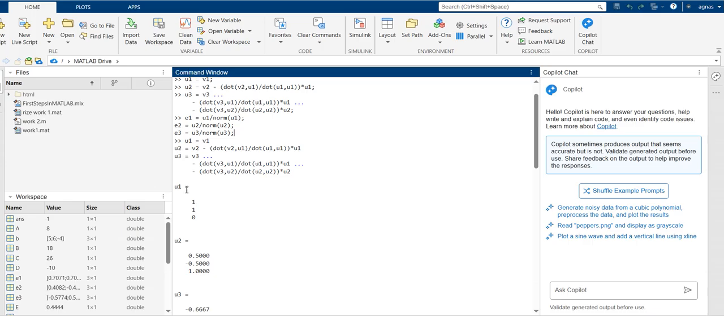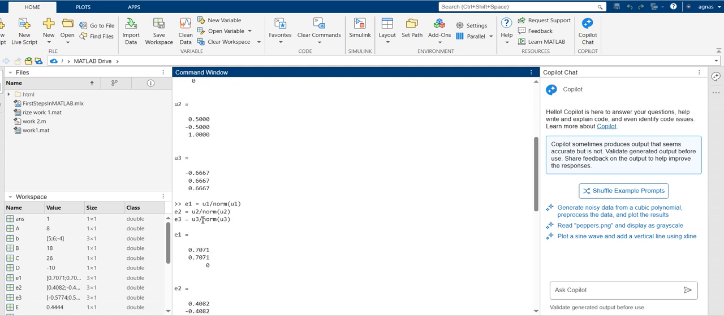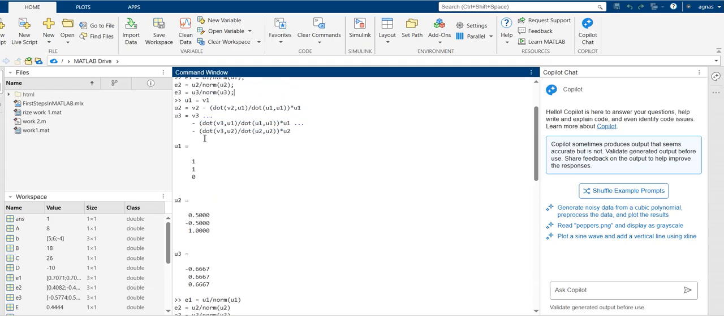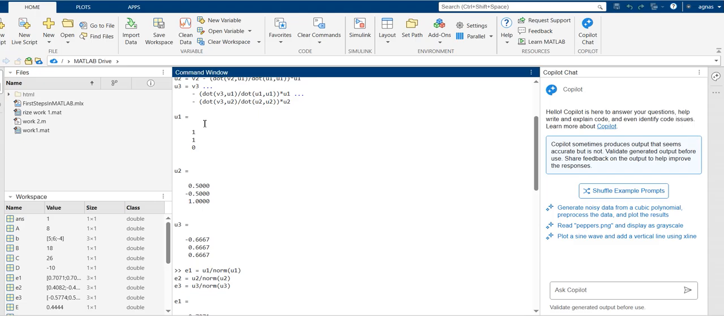So you can see you got u1 as 1, 1, 0 and u2 as 0.5, 0.5, 0 and minus 0.5, 0, 0. When we calculated it ourselves, we got the fraction form 1 by 2, 1 by 2. Here you have the decimal form. That is the only difference. You will get the same answer for u1, u2, u3.